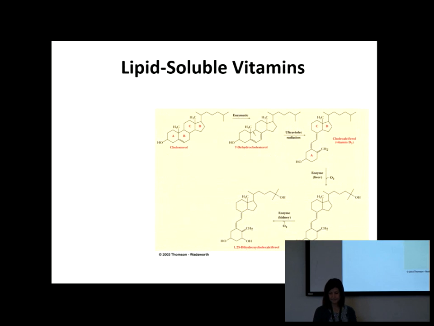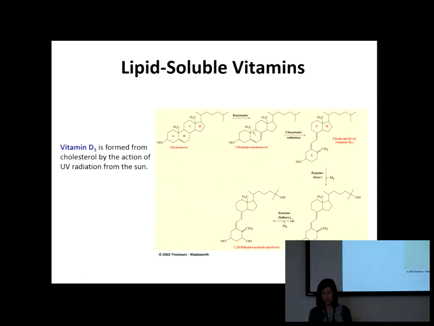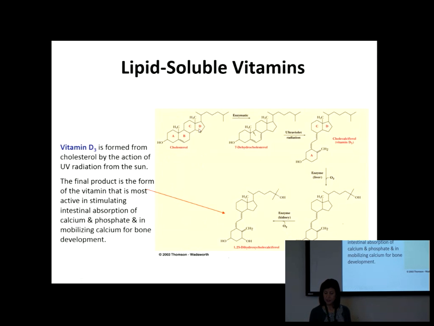Vitamin D comes from cholesterol. So what we have is cholesterol on our skin. And what we're going to do is use a photochemical reaction from the sun to convert cholesterol to vitamin D. So here we have our cholesterol. An enzyme is going to do what to it? What do I see?